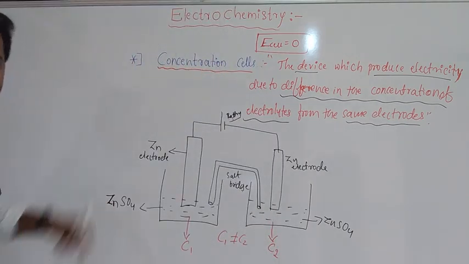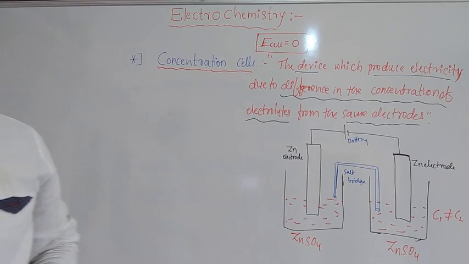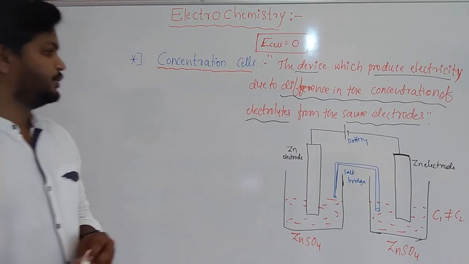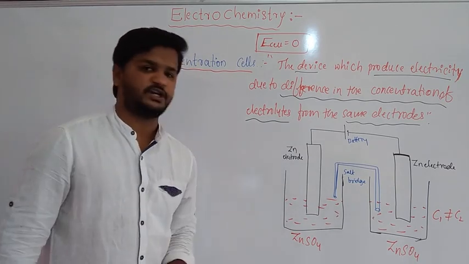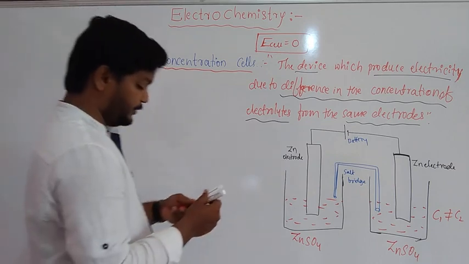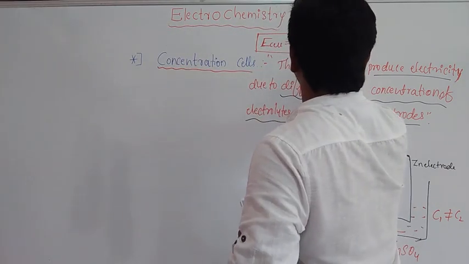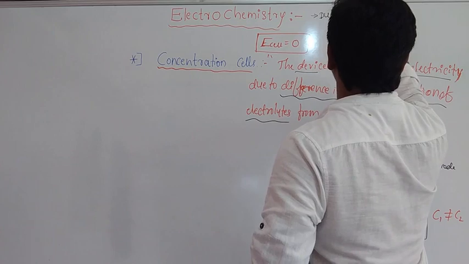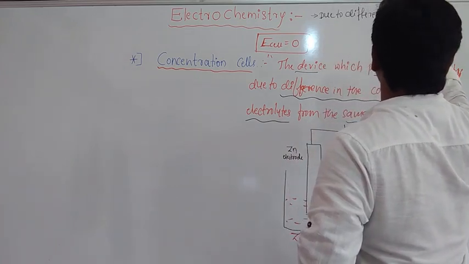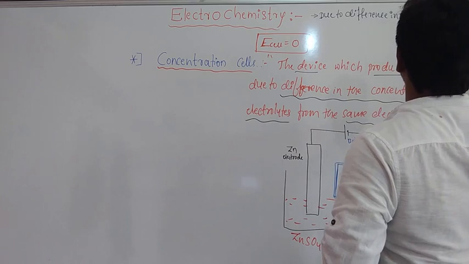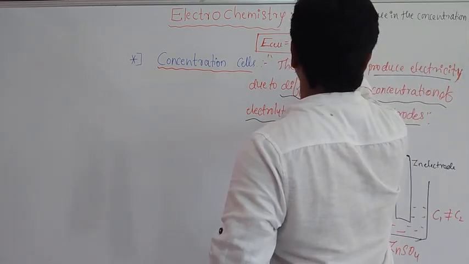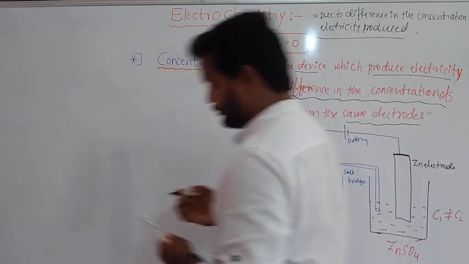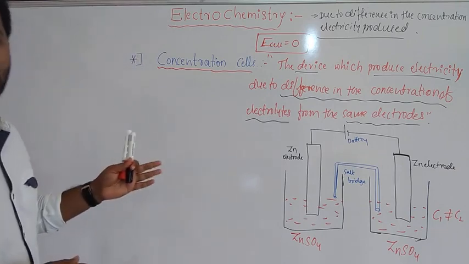I am going to write here, concentration cells. These two are the concentration cells. So students, due to the difference in the concentration, electricity is produced.